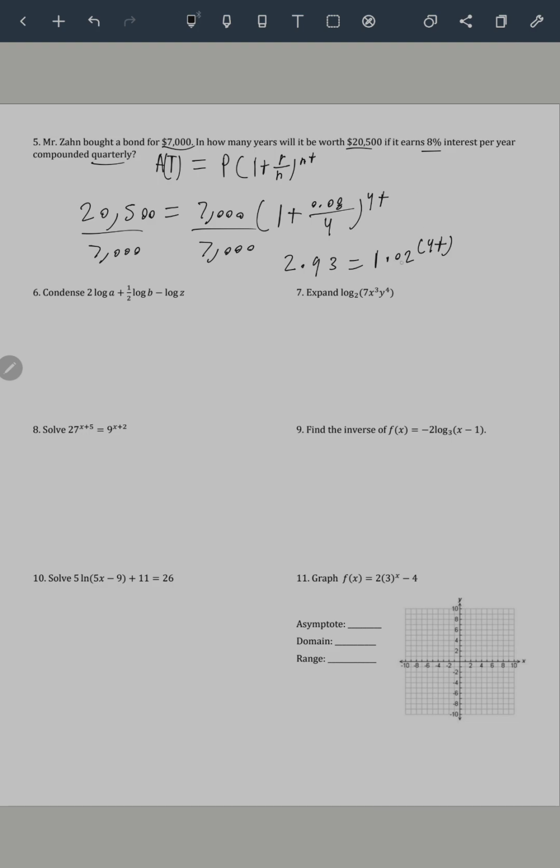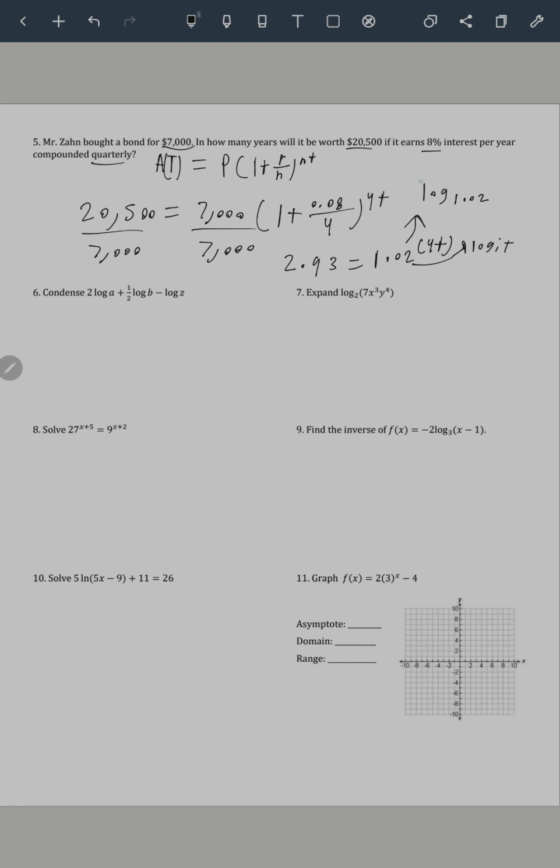We have to log this thing. So log it. So here, we bring it here, and the base of this is the base of the log. So you could go ahead and say, well, log base 1.02, right? And then we got a 4t, right? So 4t would just be, that would be to the power. 4t would just be there.